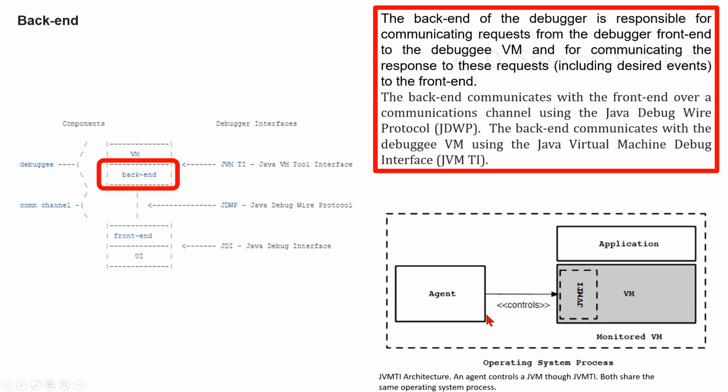Here you can see an agent. The agent is connected to JVM TI. Control is passed from the agent to JVM TI. JVM TI is inside the VM. Agent, VM and applications are inside the monitored VM. Here you can see agent, application and VM are in the operating system process.